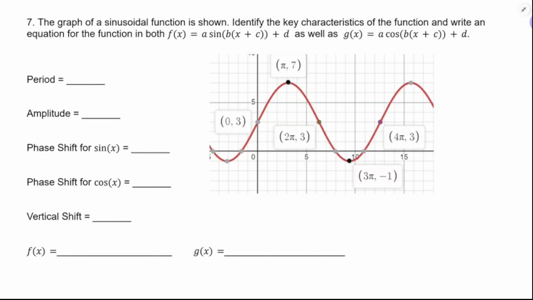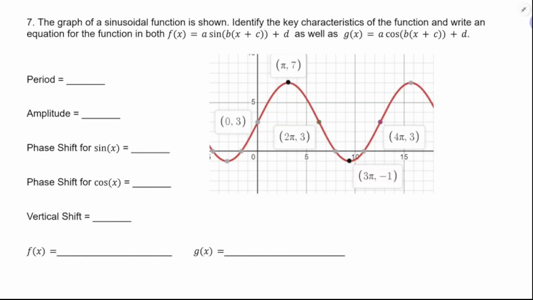All right, the next one is talking about identifying the key characteristics just from looking at the graph. Okay, and that'll be great. So, not that many points are labeled like we would want. Okay, so we're not going to be able to, oh yeah, I guess we will.